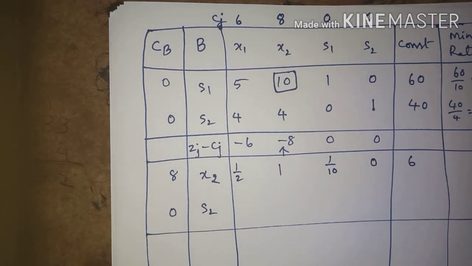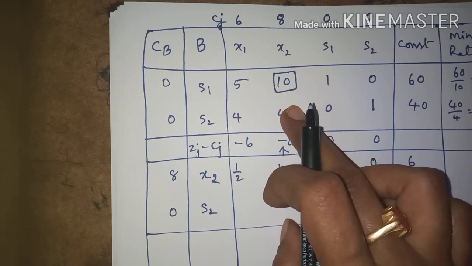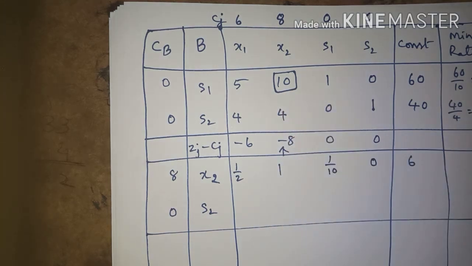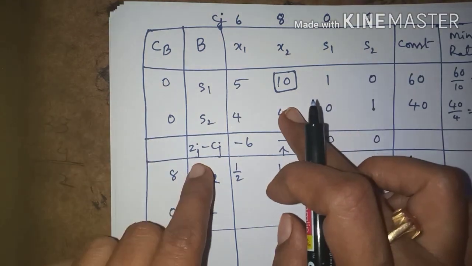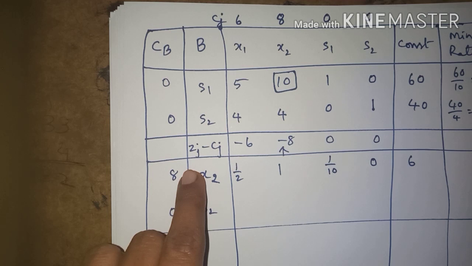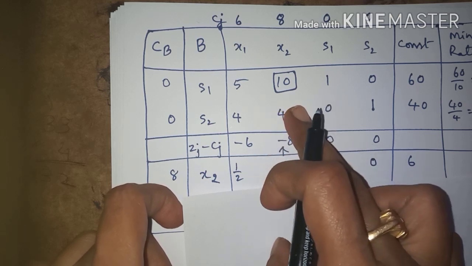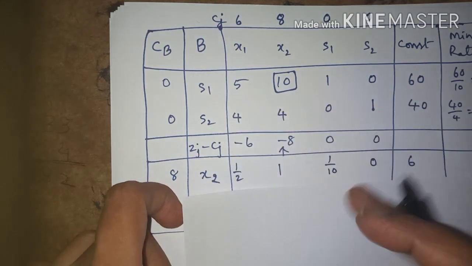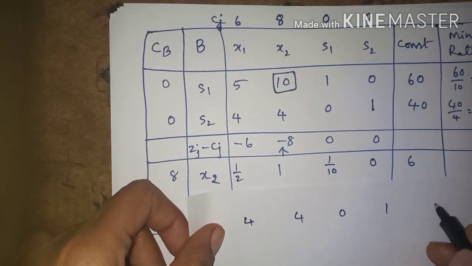Now what do we have to do? The next step is to convert this element into 0. How to convert this element into 0? I'll tell you one shortcut method. Listen carefully. Whatever element you are going to convert into 0, write that complete row down first. Which element are we going to convert into 0? 4. This one we have to convert into 0. Now I will write the entire row first: 4, 4, 0, 1, 40.